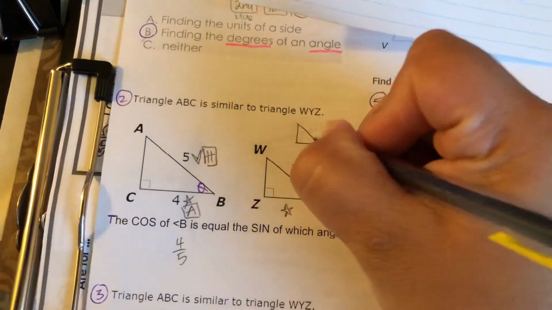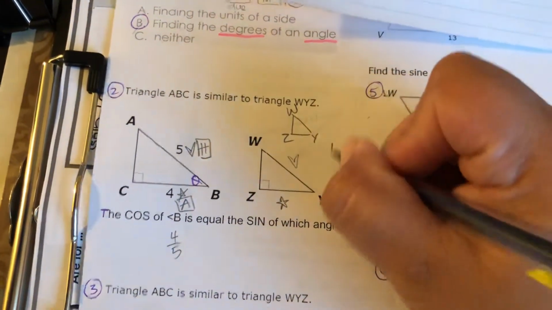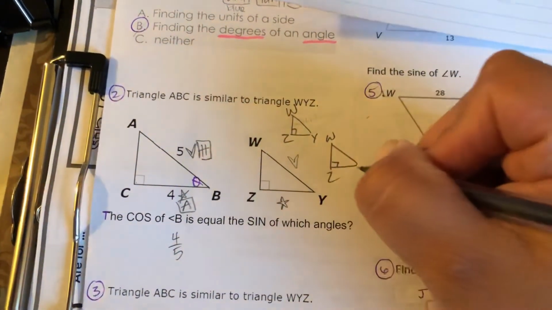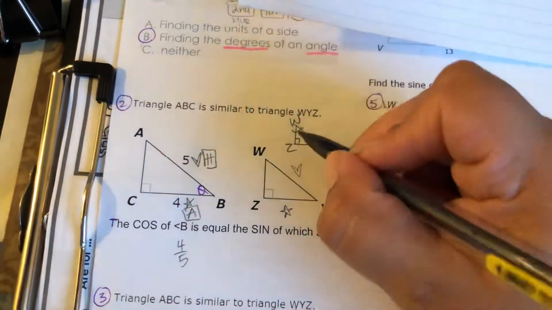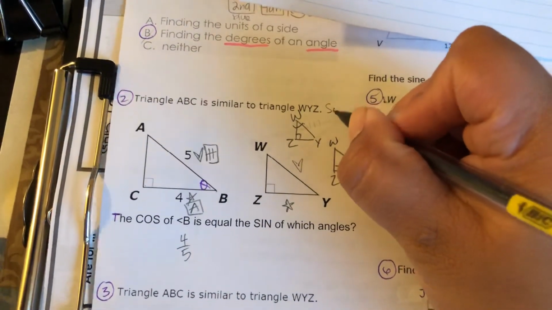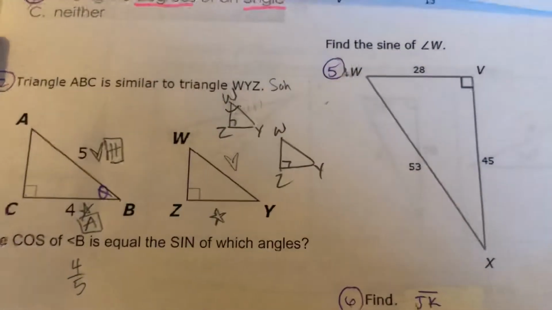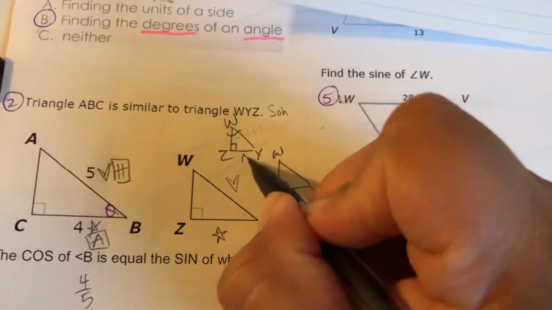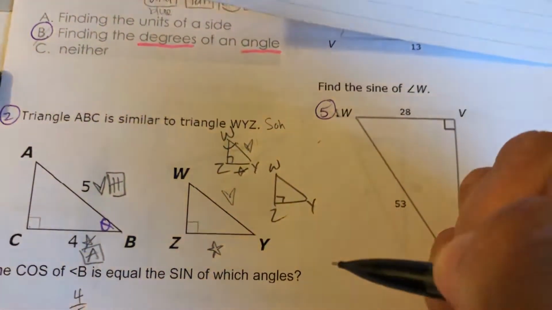You can redraw. Here I have W, Z, Y. W, Z, Y. And then I can say this is my point of reference. Okay, sine would be SOH for my SOHCAHTOA. That means that it is opposite over hypotenuse. Opposite is here, and hypotenuse is here. So that would be star over heart.